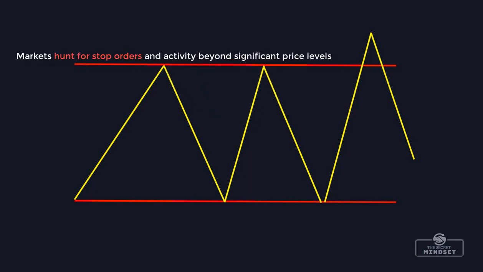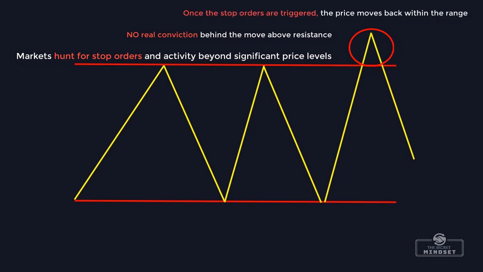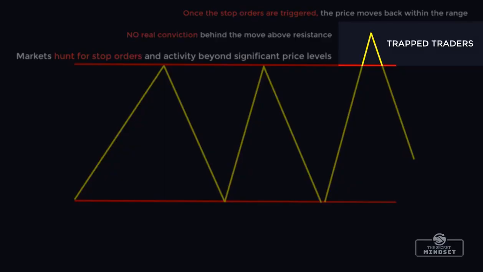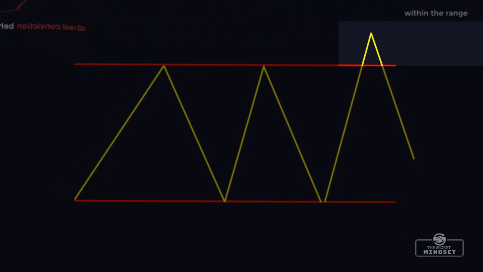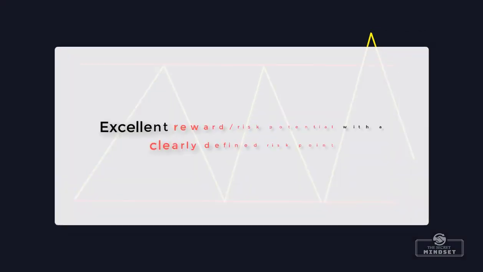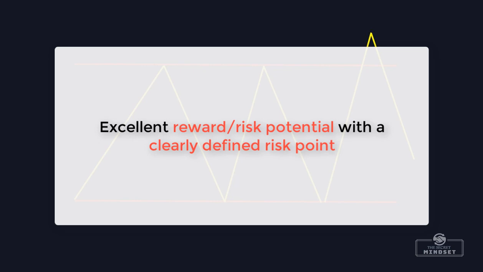Markets hunt for stop orders and activity beyond significant price levels. Many times there is no real conviction behind these moves, and the price moves fail and reverse quickly once the stop orders are triggered. If this breakout occurs and fails, there will be many trapped traders, which can add momentum to the opposite direction from that level. Entering after such a move allows for excellent risk-reward potential with a clearly defined risk point.